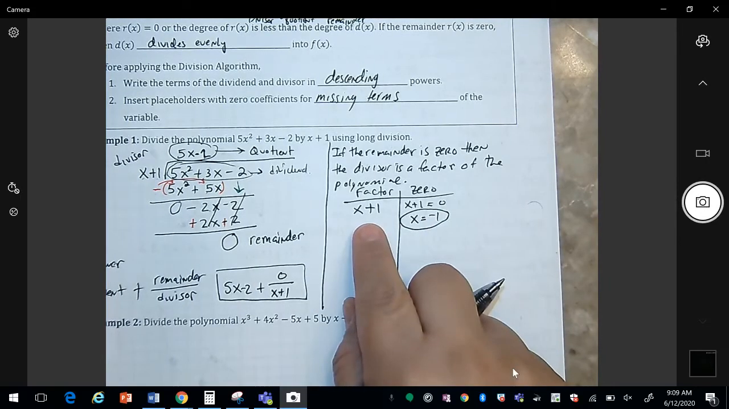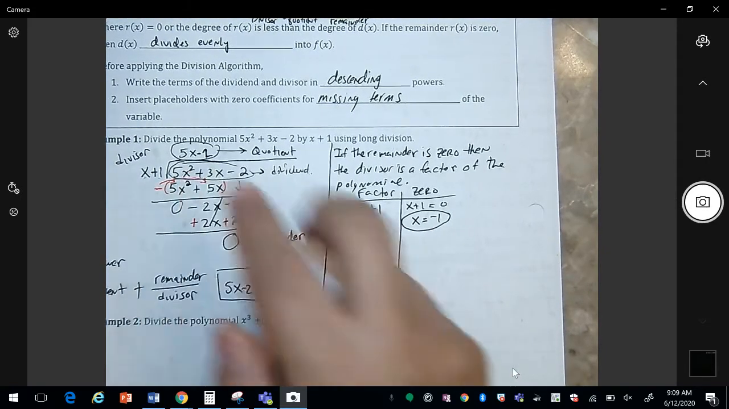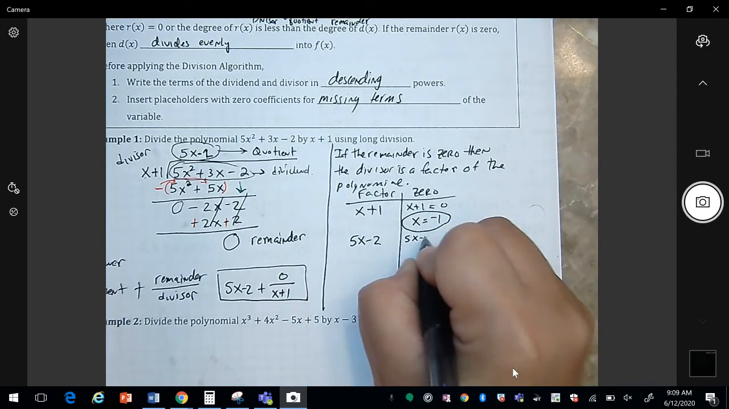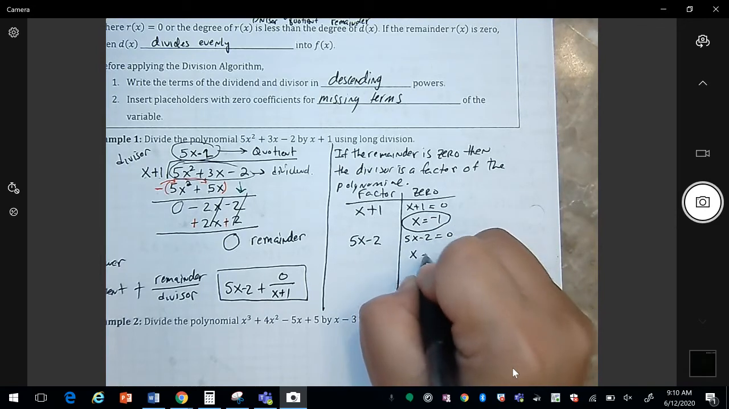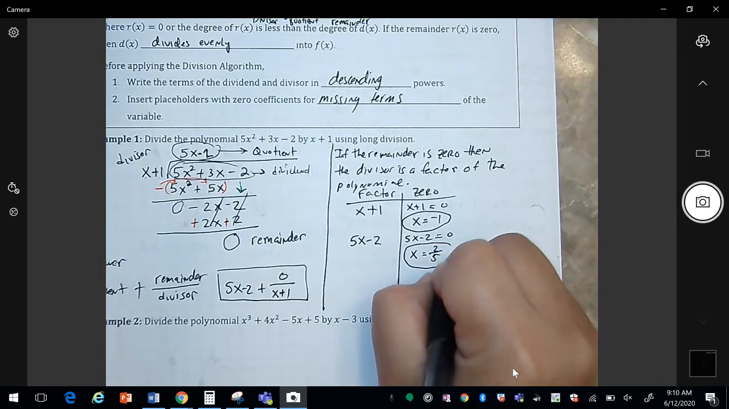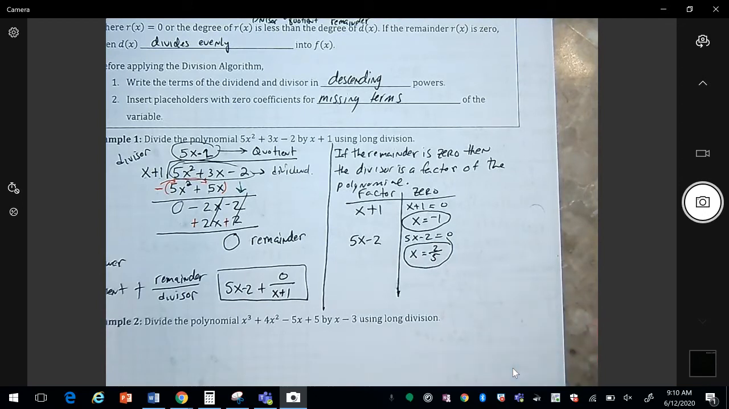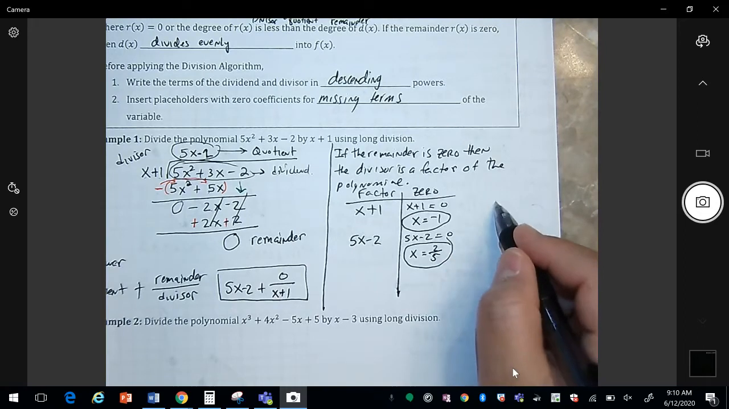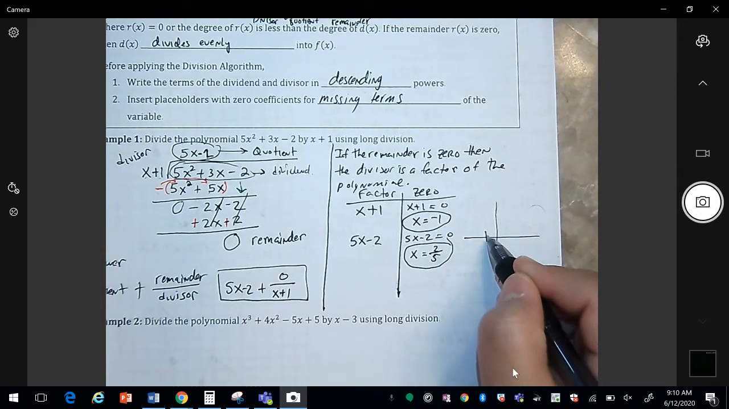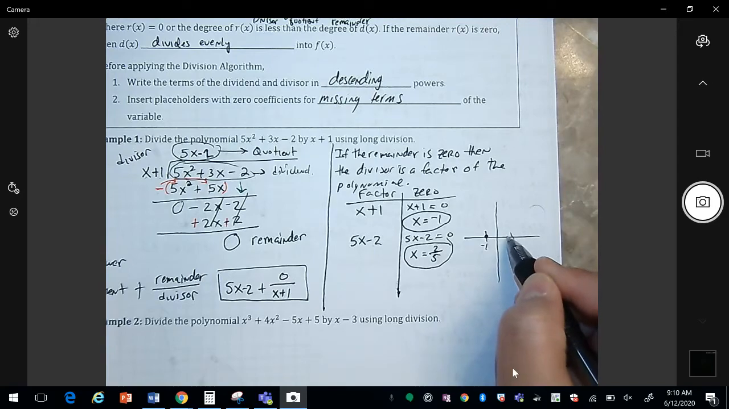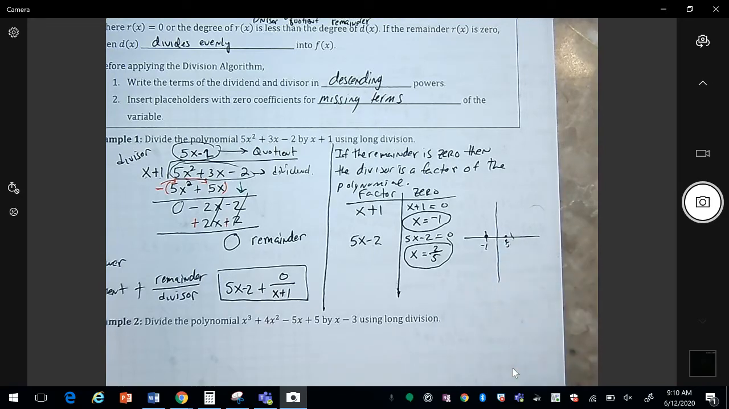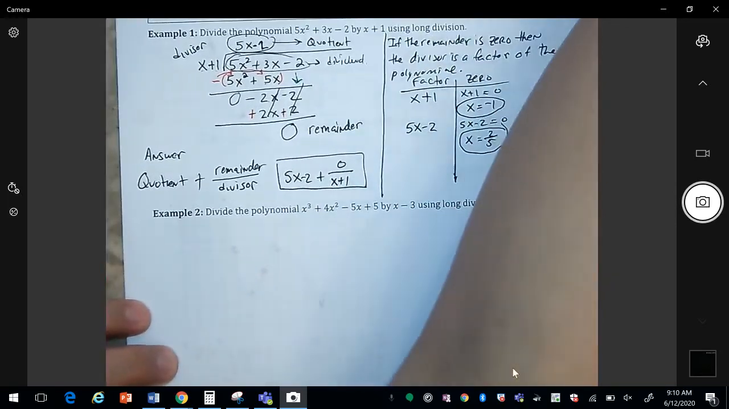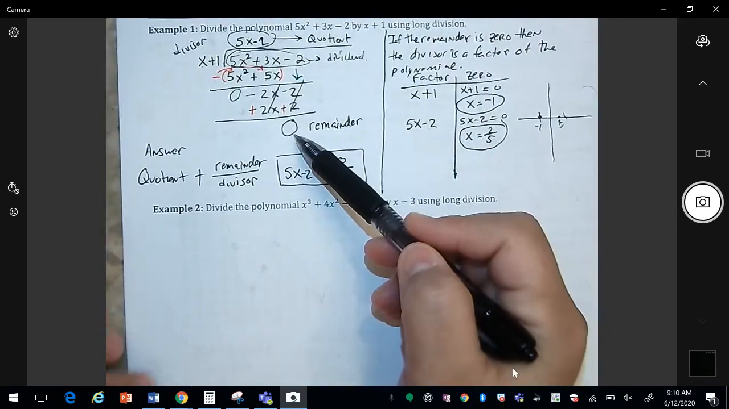So since your divisor was a factor and we got a remainder of 0, the quotient will also be a factor. So we get that x is equal to 2/5 is your other 0. Okay, so your factor and quotient would give zeros, which again is what we were looking for in the last section. Here's -1 and then 2/5. So again, we can do this only if the remainder is 0.